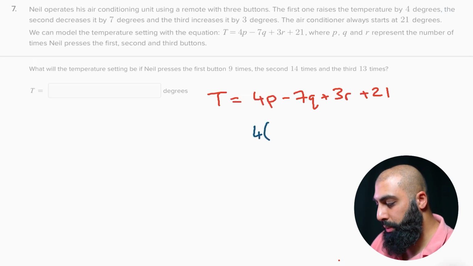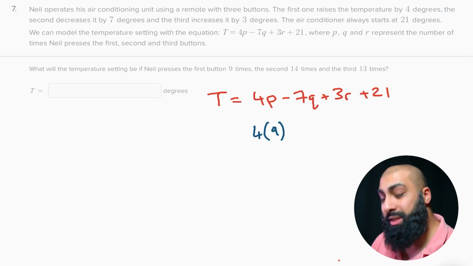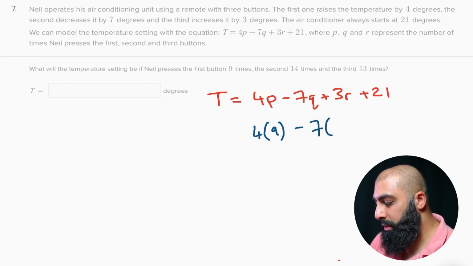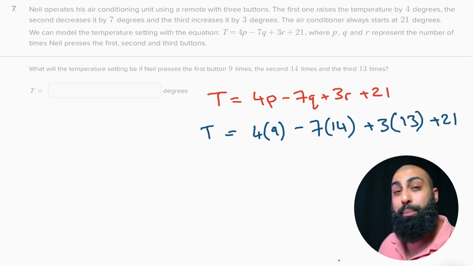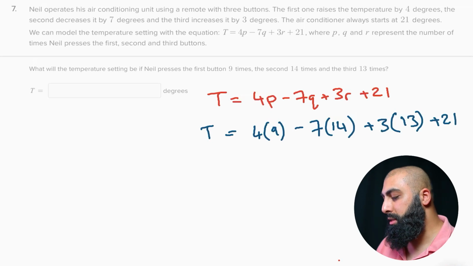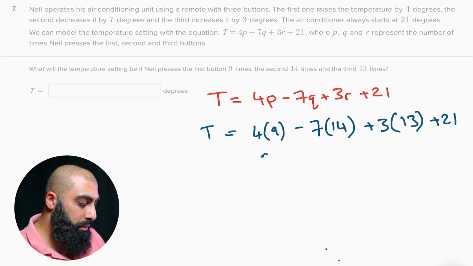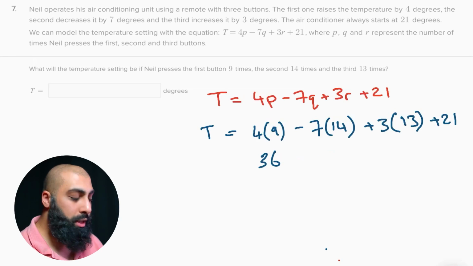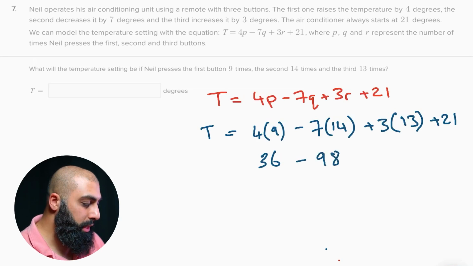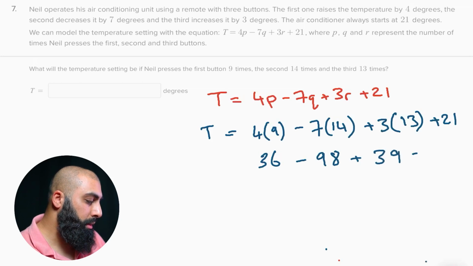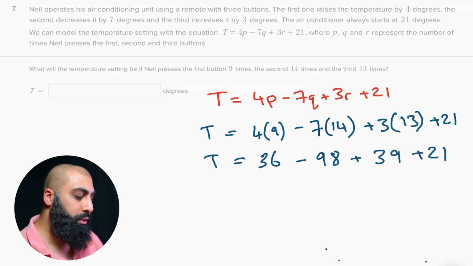So we can do 4 multiplied by 9, because that's how many times you press the first button, and then 7 multiplied by 14, and then plus 3, and then R would be the third button, which is 13 times, plus 21. Okay, so the temperature at the end of pressing all those buttons, we've got 4 times 9, 36. We've got minus 7 times 14, which is minus 98. And then we've got 3 times 13, so we've got here 39 plus the 21. Okay, that equals the temperature.